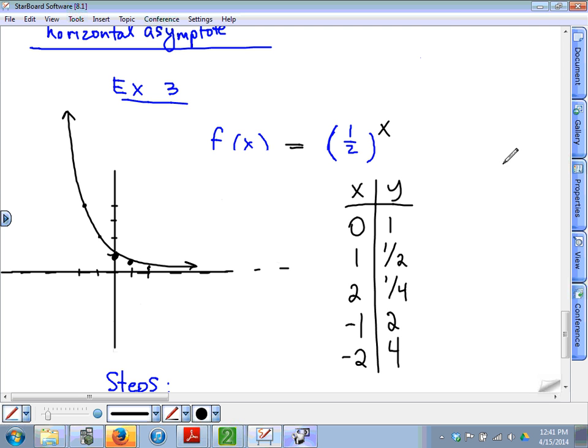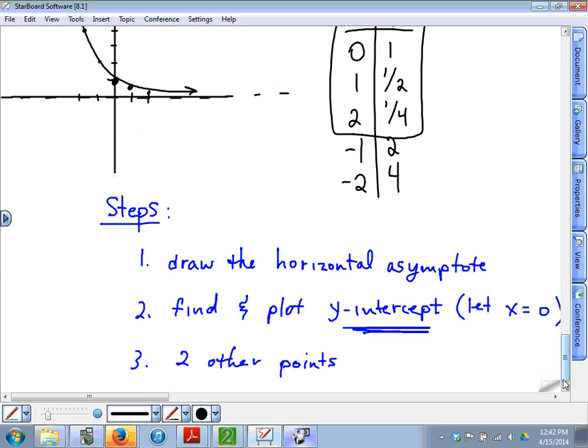Okay? So here's actually what I would like you to do when you graph these. This is the long way. All I want you to have is 3 points. Every time you graph these, you're going to have 3 points, plus the horizontal asymptote. So write down these steps real quick. Step 1.